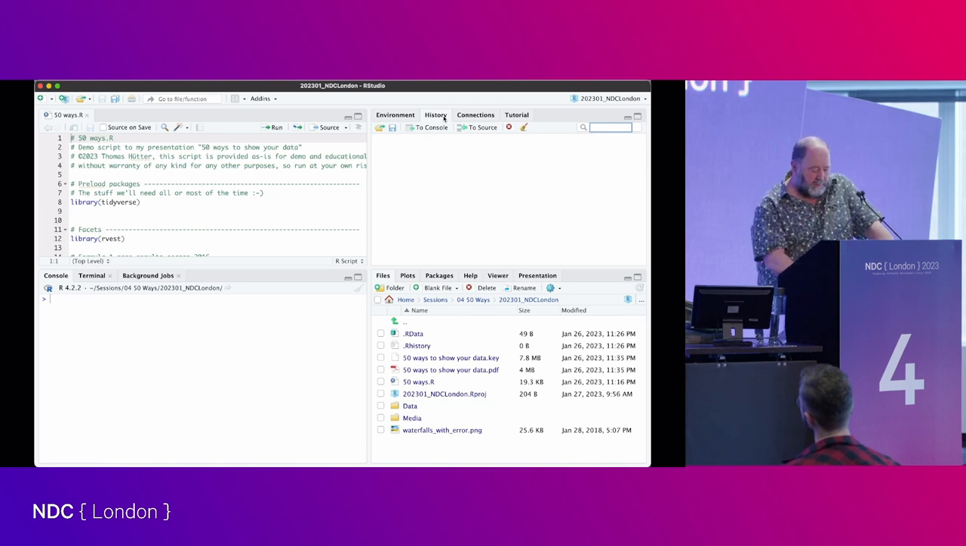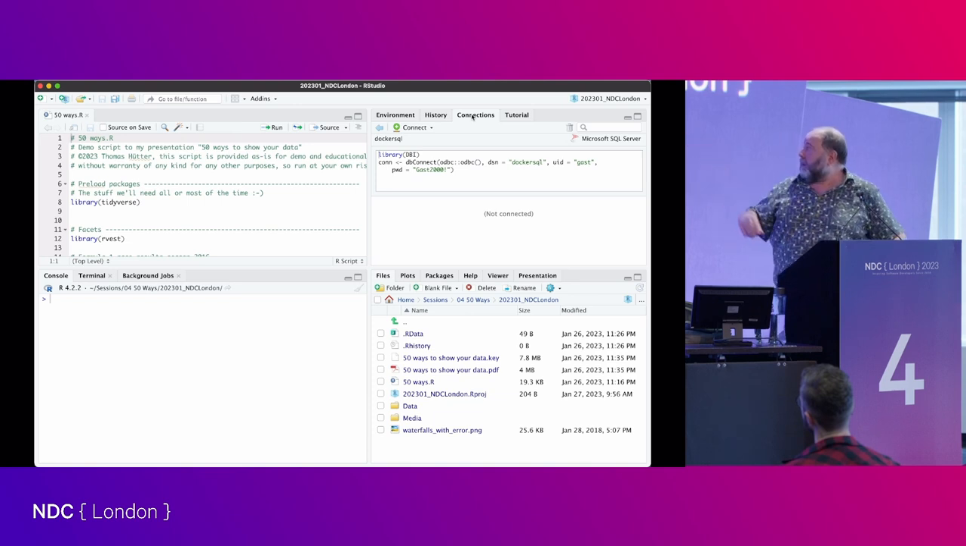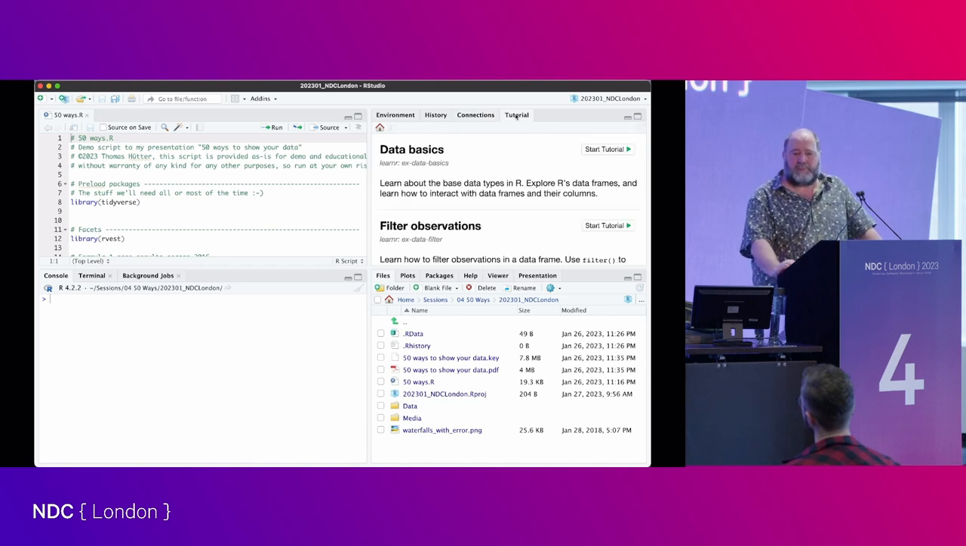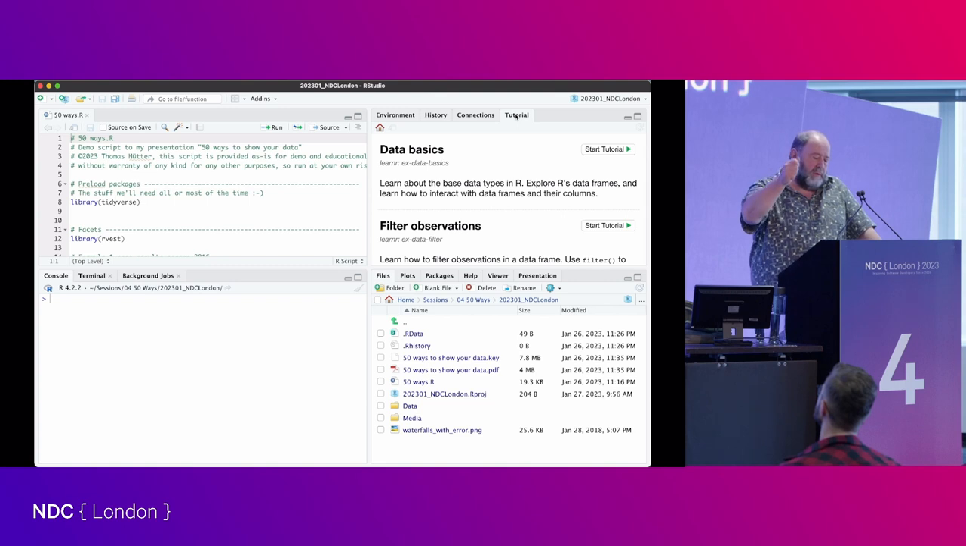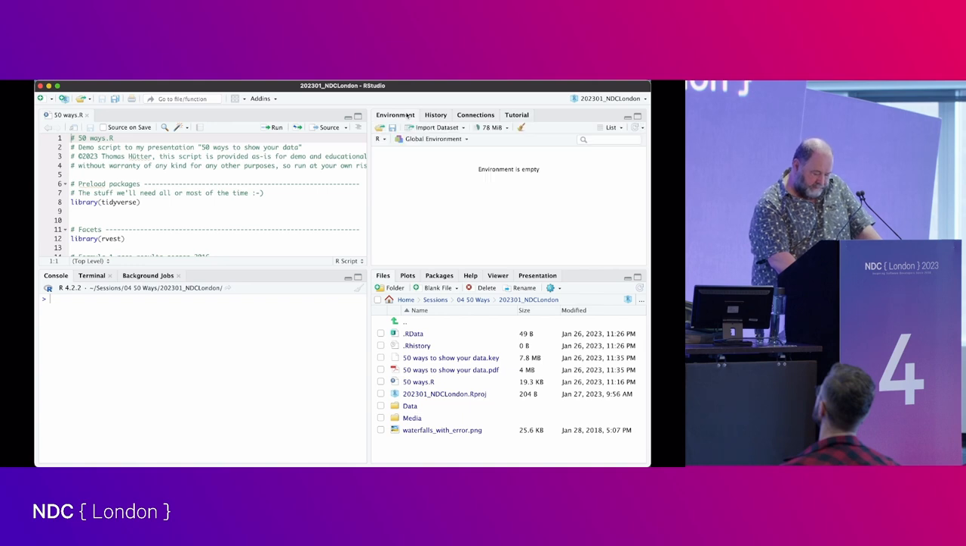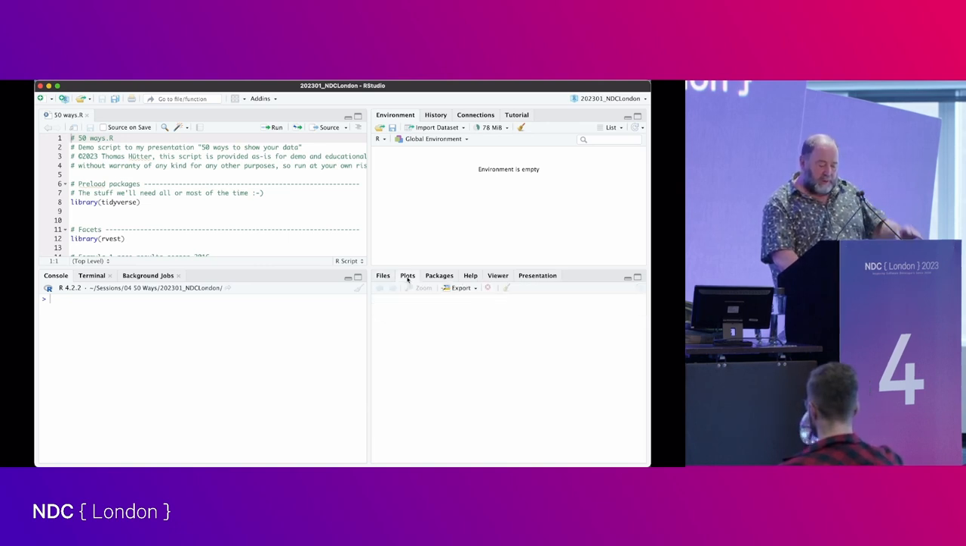We've got a history of the function calls. We've got database connections. You can already see up there, I usually deal with Microsoft SQL Server. And you've got a tutorial window. So if you install the base system, you can go to the tutorial window. It tells you what's missing and how to install that, and you can go through the tutorials from within the IDE. Okay? And at the bottom right, quite important at least, we've got a small file explorer, if you will. There's a window where the plots will be output.